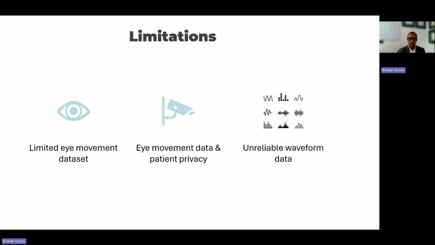The main focus of the talk, though, will be to go over all the limitations that we've encountered in trying to do that over the years. And so the first one we're going to discuss is a limited eye movement data set. There's privacy, and then there's also unreliable waveform data.